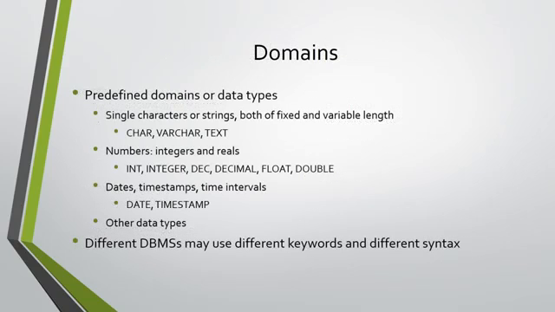SQL has some predefined domains, also called data types. These fall into various categories, such as single characters or strings, which may have a fixed or a variable size. Numbers, such as integers and floats, both signed and unsigned, and of various sizes and precisions. Dates, timestamps, time intervals. Other data types. Different database management systems may use different keywords and slightly different syntax, but the main data types are usually the same.